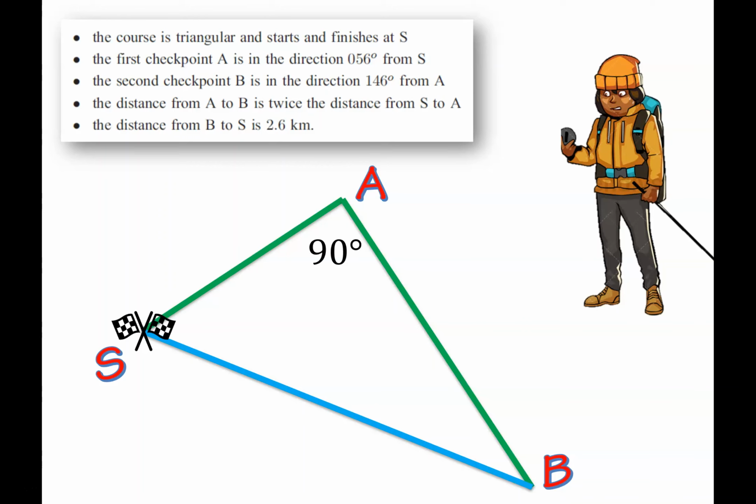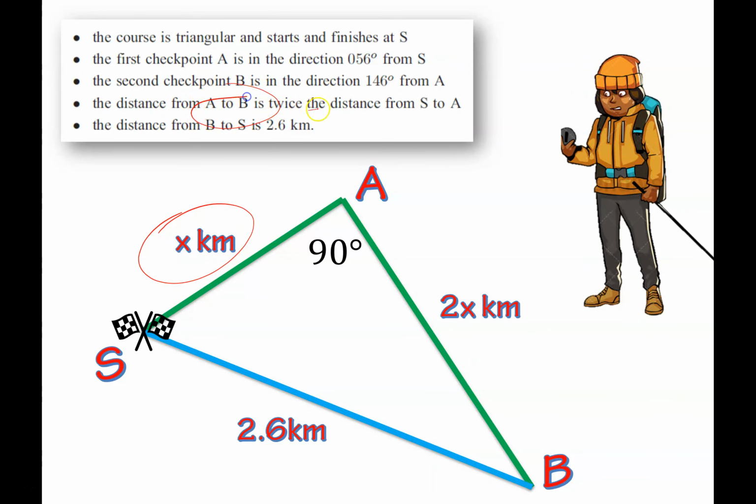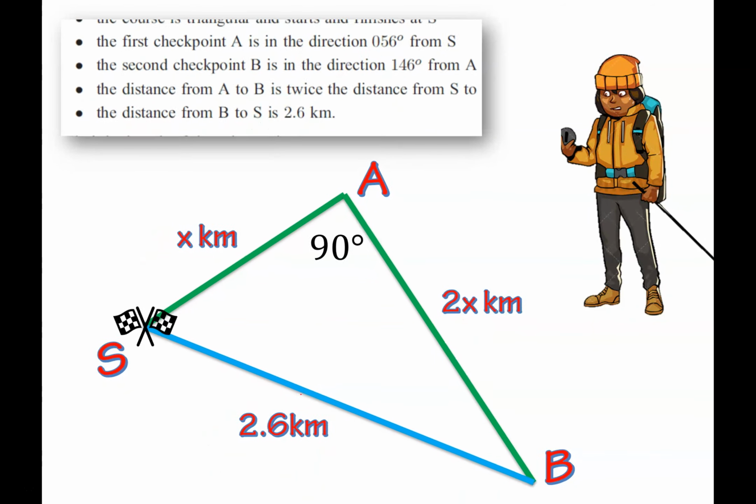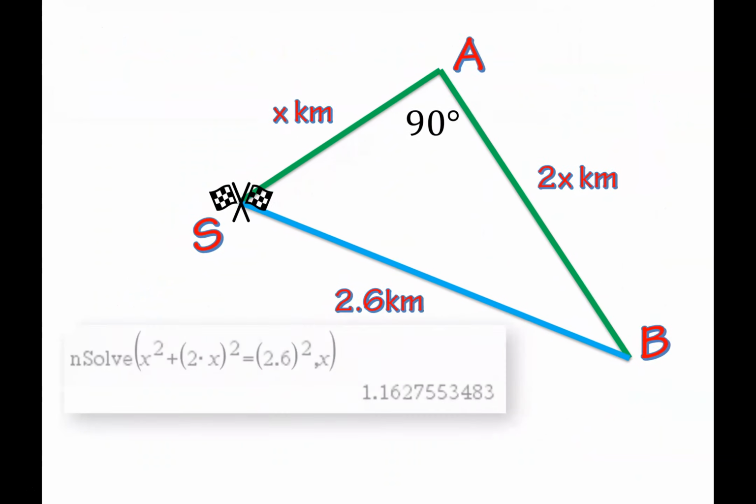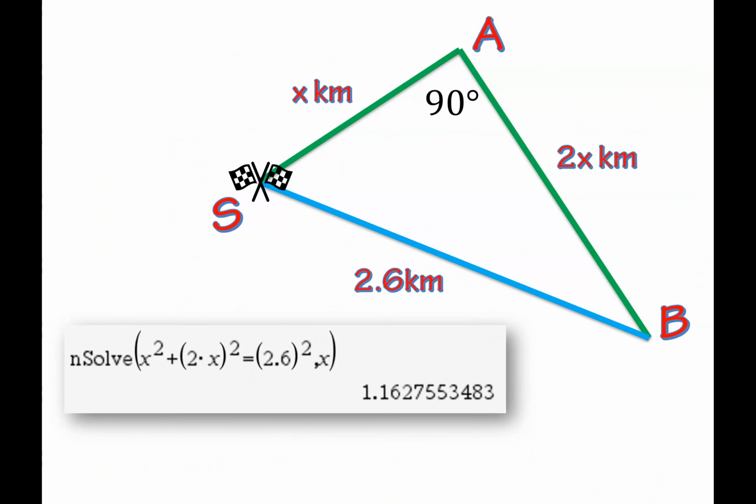Okay, now what we haven't done is added any distance information. So what I'm going to do is say, I don't know how far he went in the first one. They did say the distance from A to B is twice as much, and that's why I've got 2x written there. And they did tell us that B at the end was 2.6 kilometers away from the starting point. Find the length of the course overall, and I can do that. Notice again, we happen to be given a 90-degree angle here, so we didn't need any sort of high-power trigonometry.